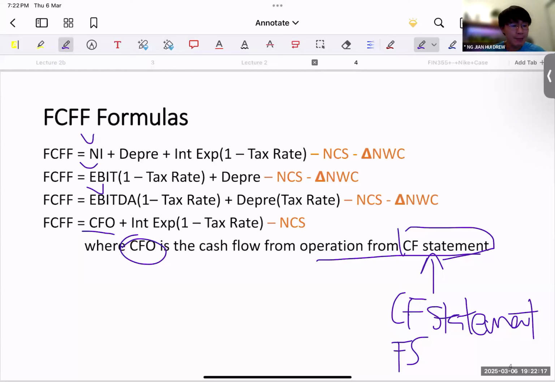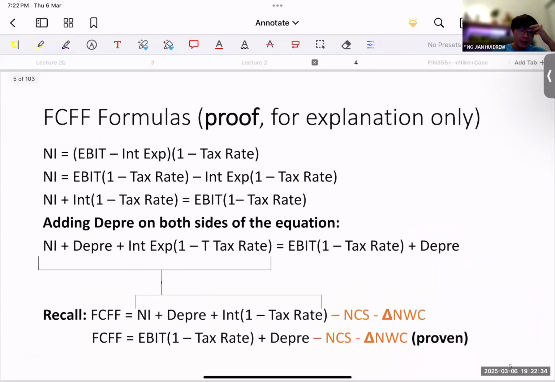At this point in time, I did mention in lecture 2 that in the subsequent lecture, I'll show you the proof of how you derive these formulas from your base formula of net income. So let's have a look at this. We know that the net income equals your EBIT, which is earnings before interest and tax, minus your interest expense, and then times one minus tax rate. So this gives you your net income.